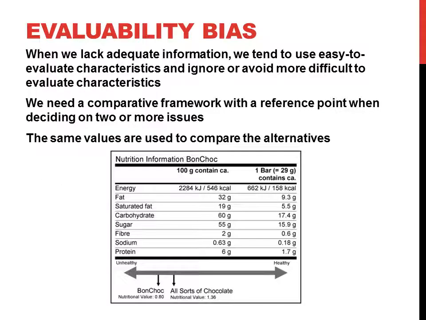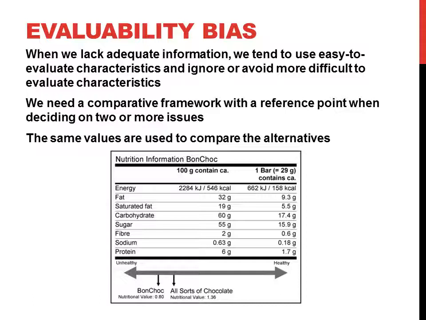The evaluability bias is when we use easy to evaluate characteristics and ignore or avoid more difficult to evaluate characteristics about a particular situation or an item or something that's going on. When we lack adequate information, we need a comparative framework with a reference point, and this enables us to make a meaningful comparison. If we don't have a framework, we don't have a reference point, we will tend to reduce our decision to 1 or 2 characteristics that are easy to evaluate, and again, the availability heuristic might kick in.